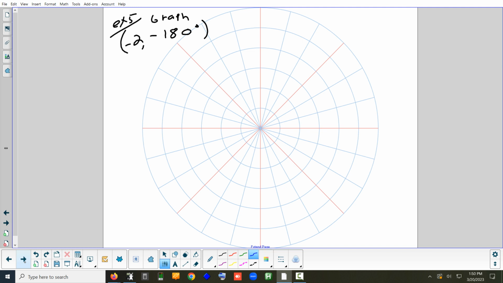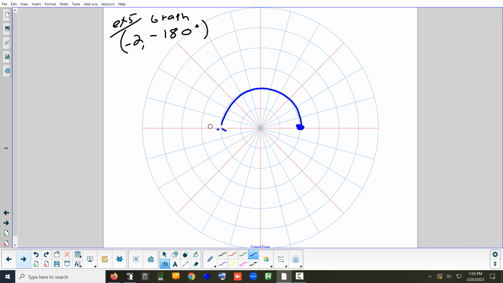Okay, let's try this one. -2, -180. All right. Well, Dustin, what's the first thing I'm going to do here? You can move to the left 2 units. I'm going to go left 2. And then we're going to go 180 degrees which way? Clockwise. So you can go up. Yeah, so it's kind of like going up. You're gonna end on the line.